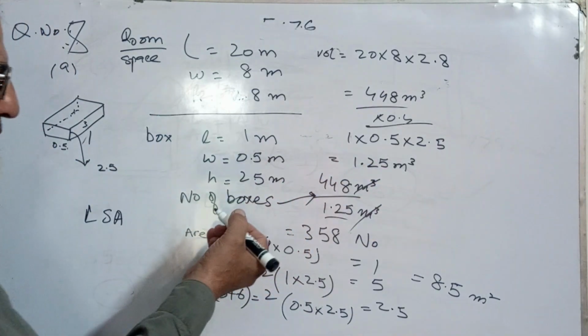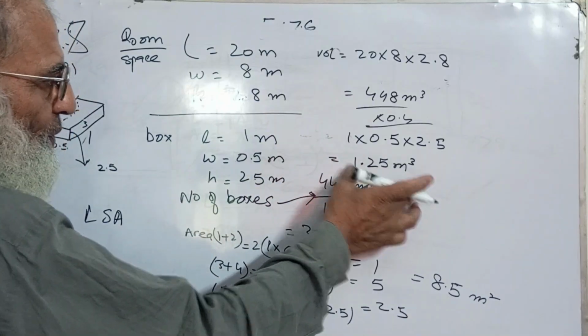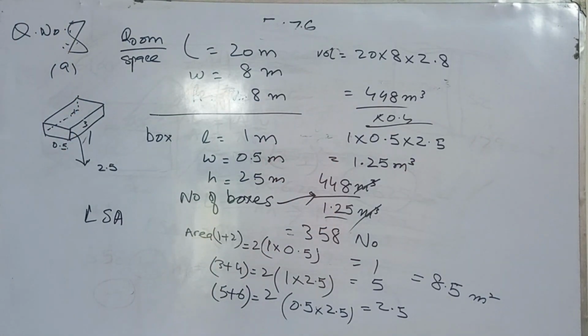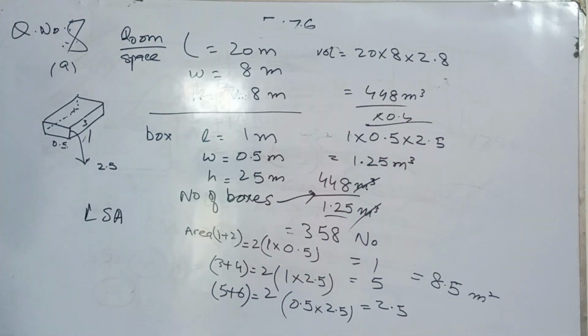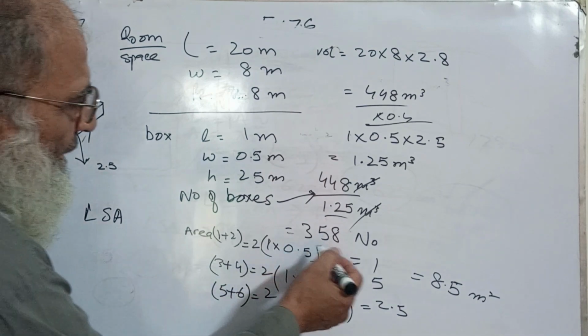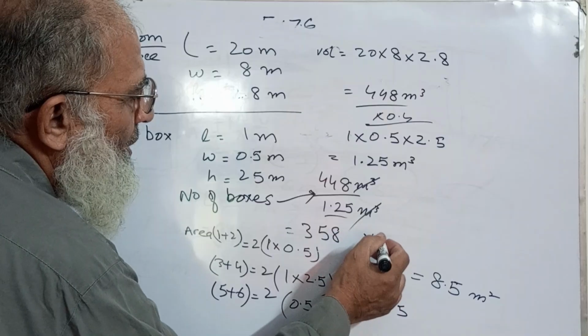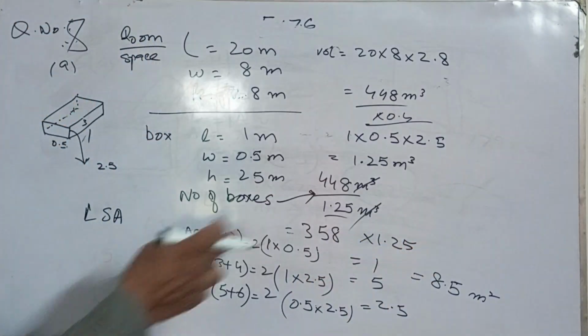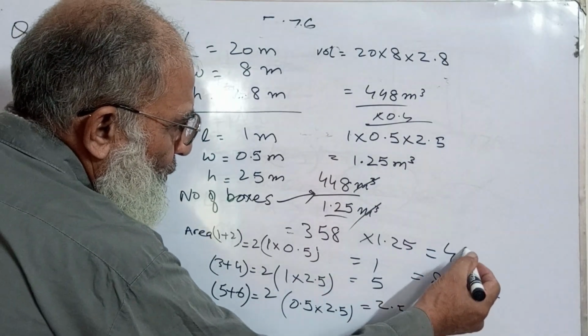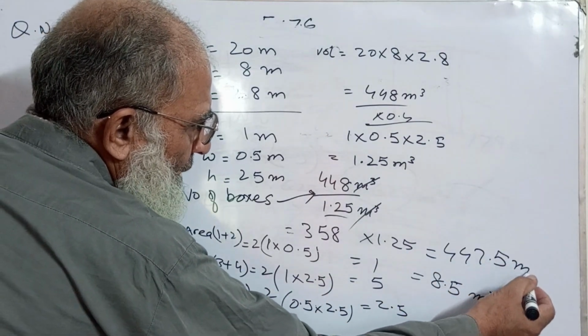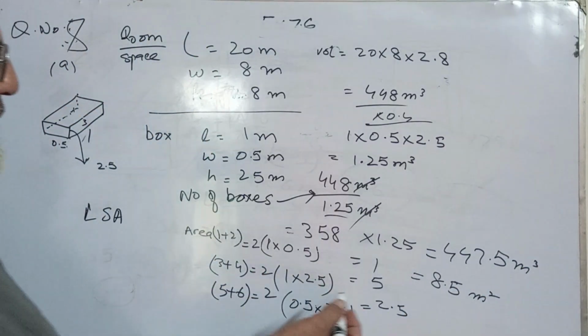So what does it mean? The volume is 1.25. If a whole box has to be stored, you need to have 1.25. So what we will do? Cancel, do again. We multiply 358 by 1.25, the number of boxes with their volume. It will become 447.5 meter cube.